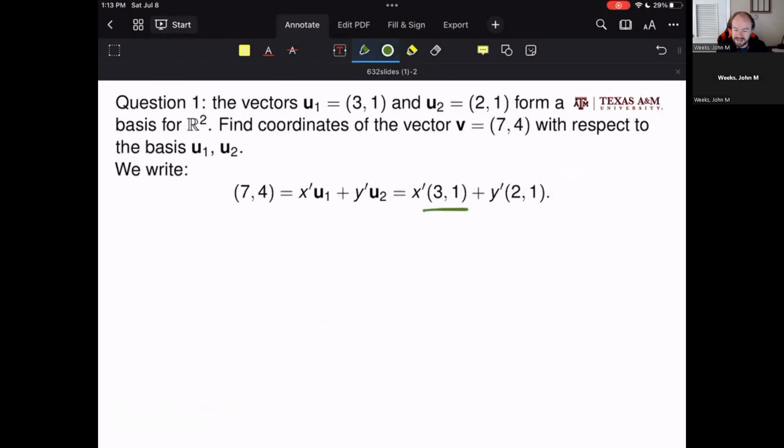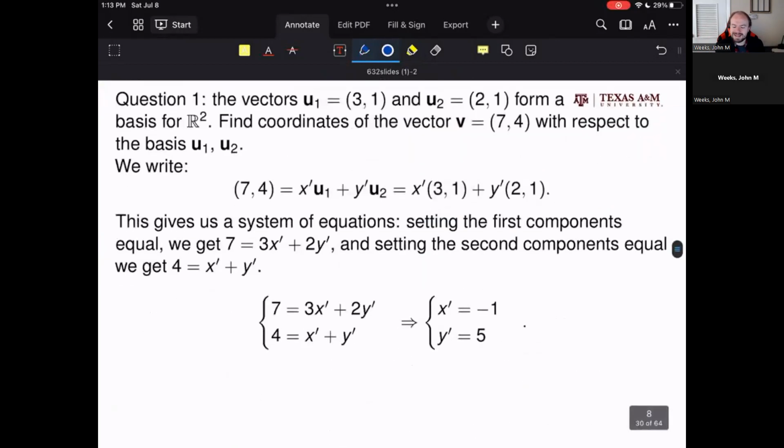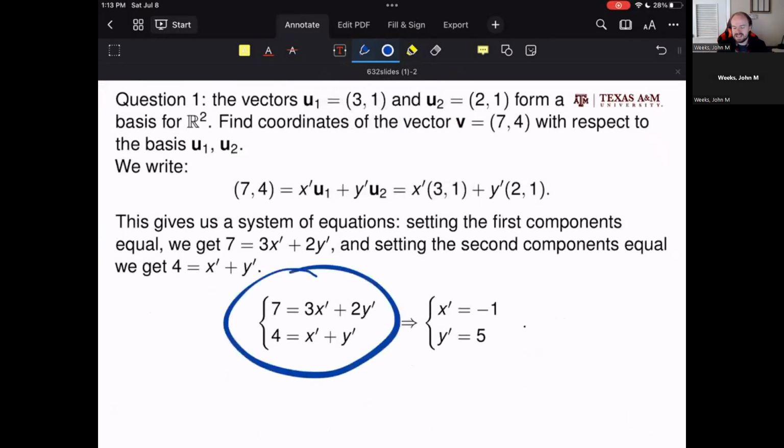So I'm going to go ahead and write that down here. And then u2 is the vector 2, 1. So I'm going to go ahead and substitute that in there. Once I go through and say, okay, this vector on the left has to equal the sum of these 2 vectors on the right, I'm going to get a system of equations, setting the first components equal and setting the second components equal. That gives me this system of equations, and I can just go through and solve that using substitution or elimination to try and figure out what x prime and y prime is.